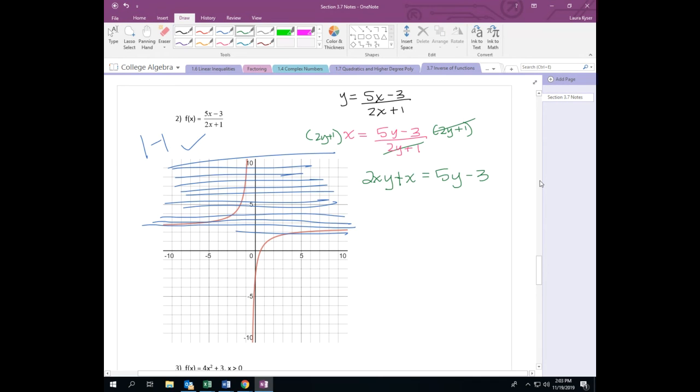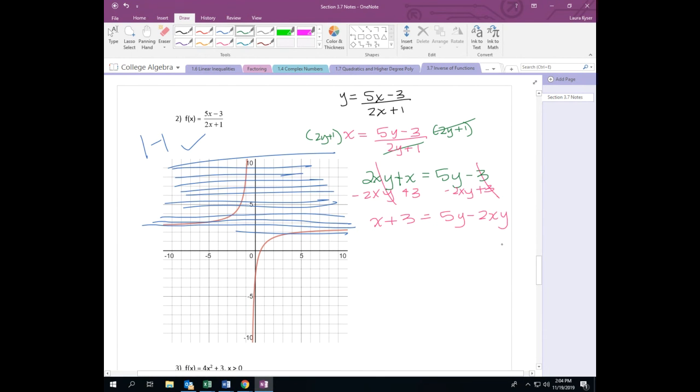Now we have to isolate the y. So your best bet from this point is to get everything that has a y in it on the same side, and get everything that doesn't have a y in it on the other side. So I'm going to subtract this 2xy over, and then I will add this 3 over. That way, we kind of move this stuff around a little bit. Plus 3, 5y minus 2xy.